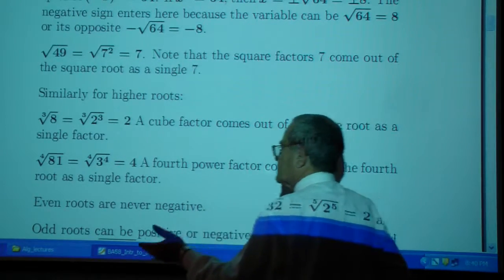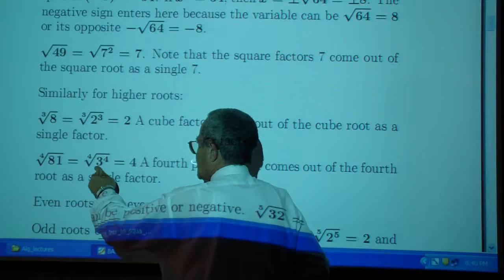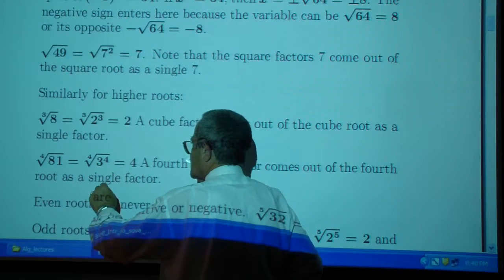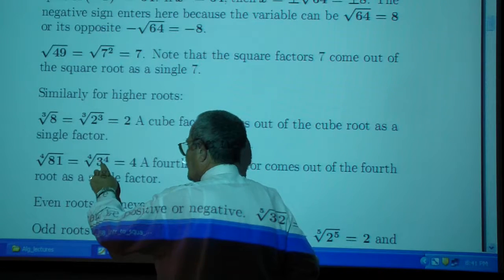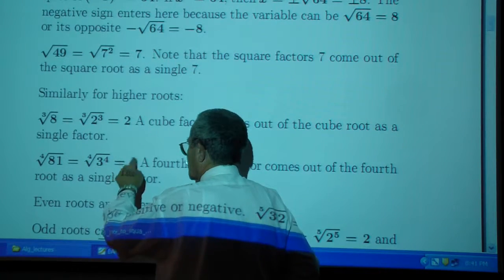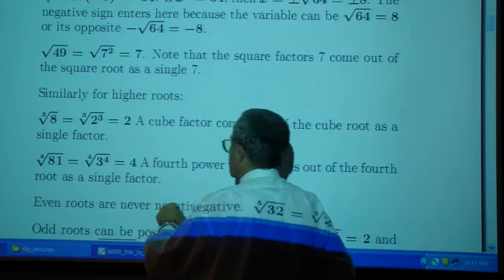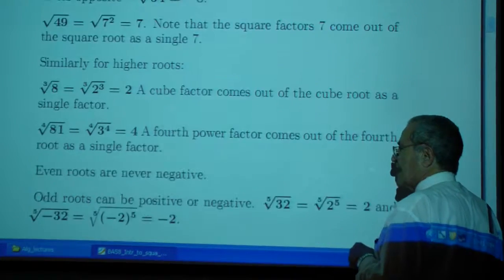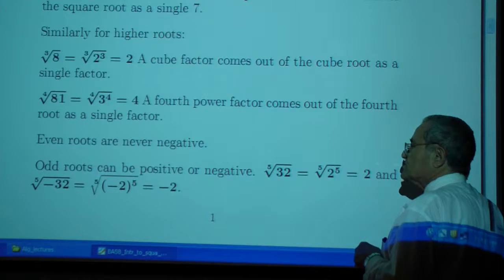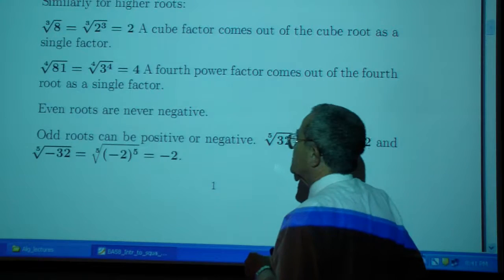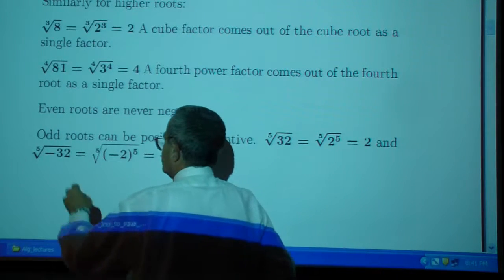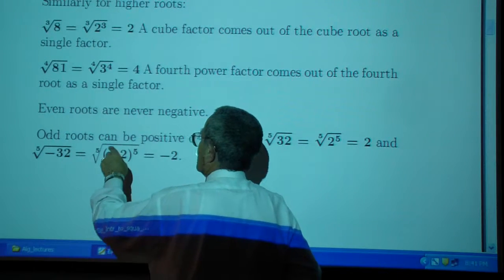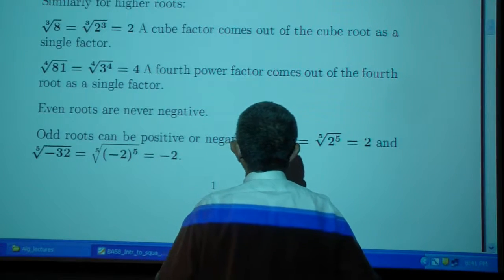If you had the fourth root of 81, 81 is 3 to the 4th power. You need 4 factors of 3 for 1 to come out. So a 4th power comes out as a single factor. Even roots are never negative. Odd roots can be positive or negative.